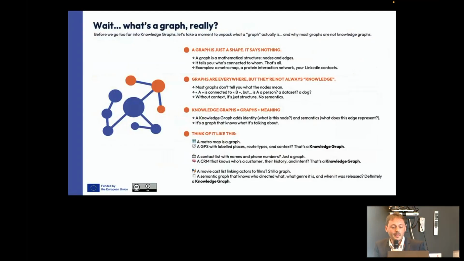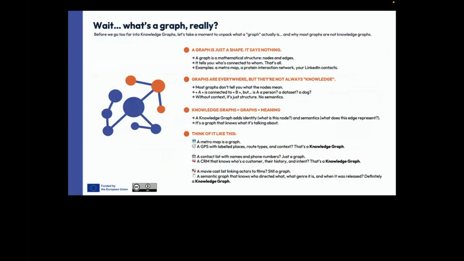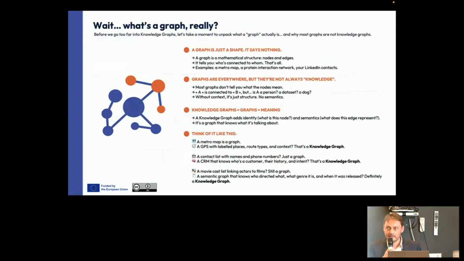If I tell you that A is connected to B, you still don't know what A or B represent. Are they people, datasets, dogs? So without context, a graph is just a structure, no semantics.